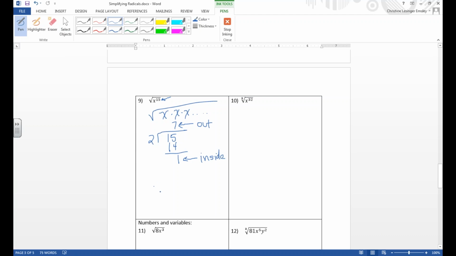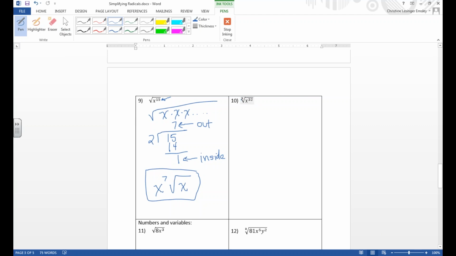So this answer is going to be x to the 7th, because 2 went into 15 7 times, times the square root of x to the 1st. Usually if it's the 1st, we don't write that exponent because there was a remainder of 1. Some of you might be able to do this intuitively, but if you need to write it out, that's a quick and easy way to do it.